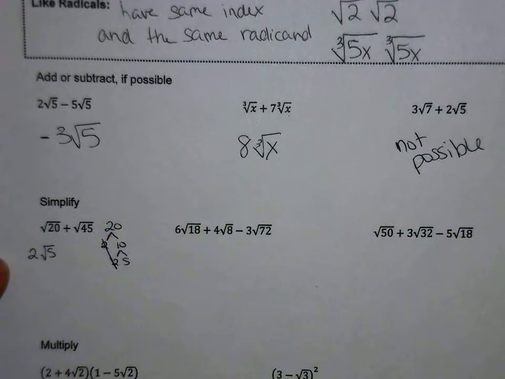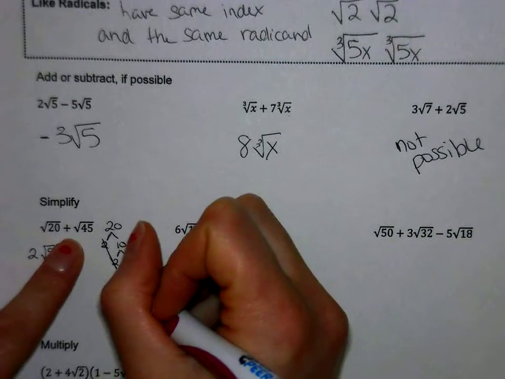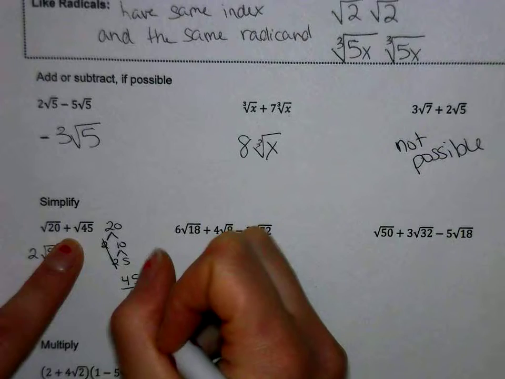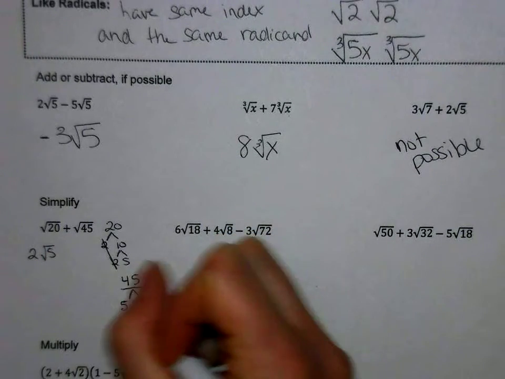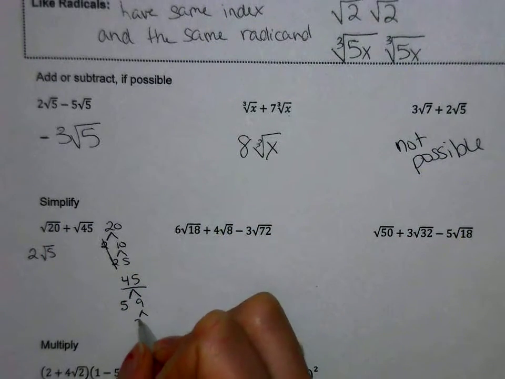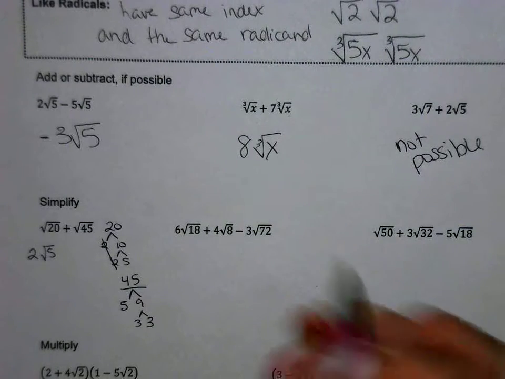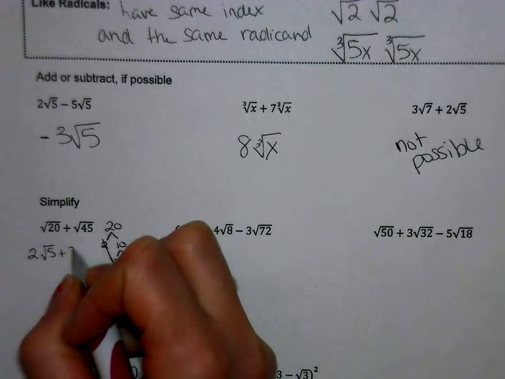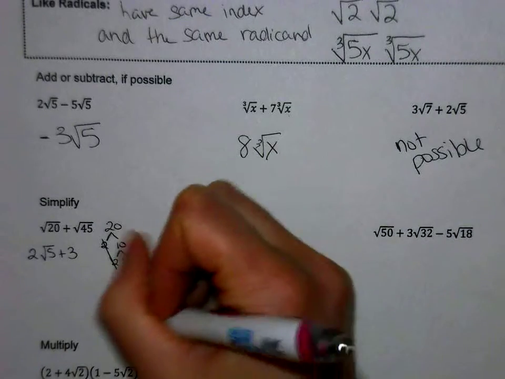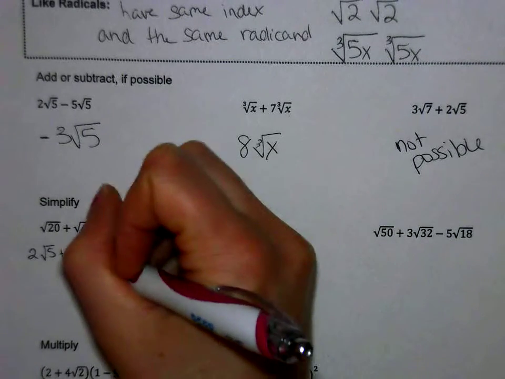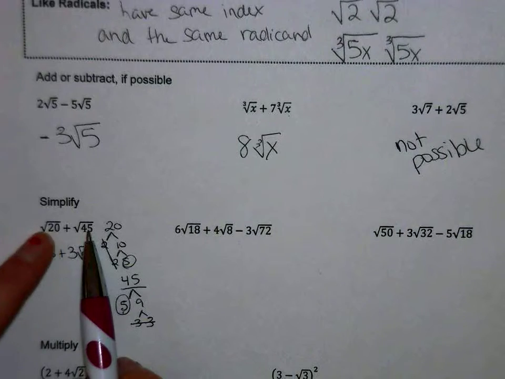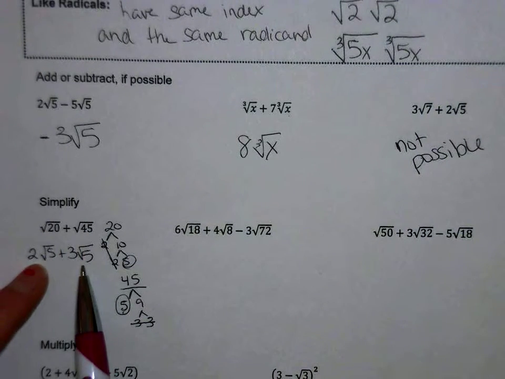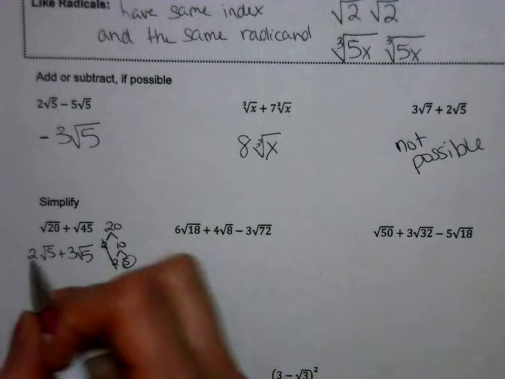Let's take a look at the 45 now. So if we have 45, we can split that up into 5 and 9, and 9 turns into 3 and 3. Same square roots, we want a group of 2, so we have one group of 2, so we can pull a 3 out. That means we're left with the square root of 5. So once we simplified both of those radicals, we now end up with like radicals. We have the square root of 5. So 2 plus 3 is 5 square roots of 5.